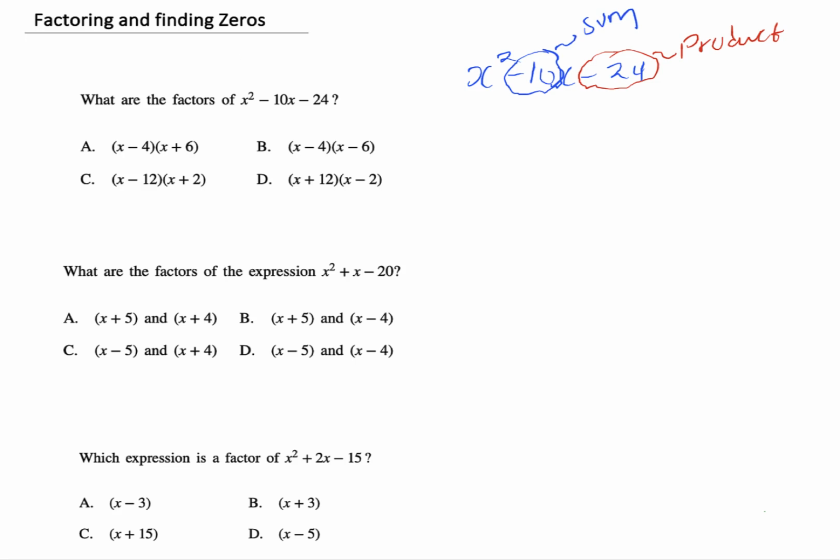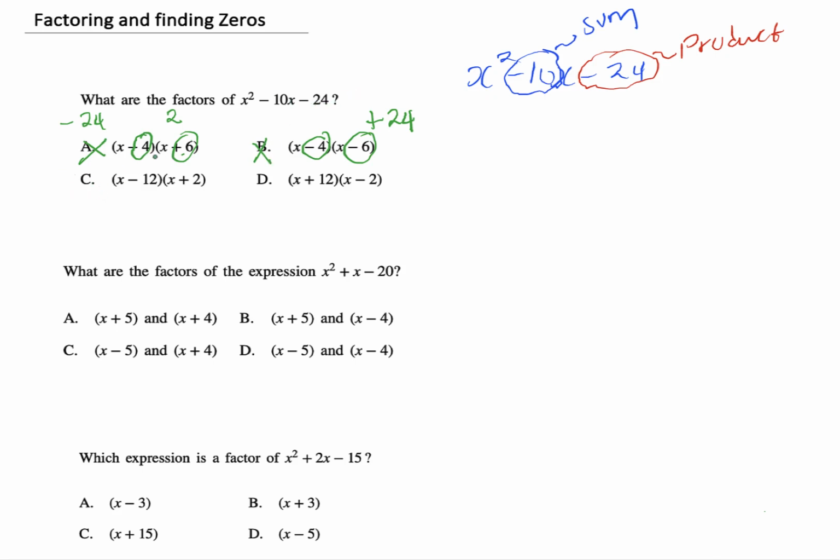So I am going to go to our answers. I'm going to take negative 4 and positive 6. When I multiply these two, I get negative 24. Great, I got my product. Now when you add negative 4 and positive 6, you get a positive 2. So A is not your answer. Now let's go to B. When you take negative 4 and multiply it by negative 6, you get positive 24. So B is not your answer because our 24 is negative.